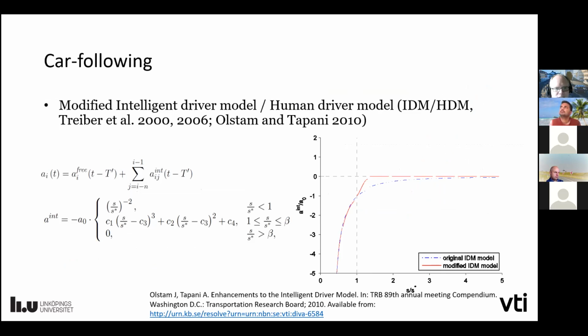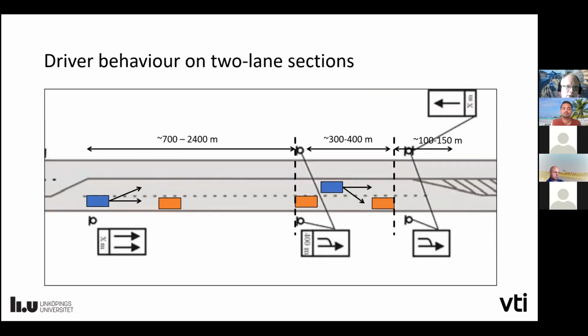This is mainly interesting from the one-lane segments, but also, of course, for deducing the deceleration needed to merge into a gap. So the more important part is the overtaking and merging process, and here we divide these two-lane segments into 3 different areas. So the first one is kind of the overtaking area. Sorry, that should be 700 to 2,400 meters. That's the total length. I wrote it wrong.